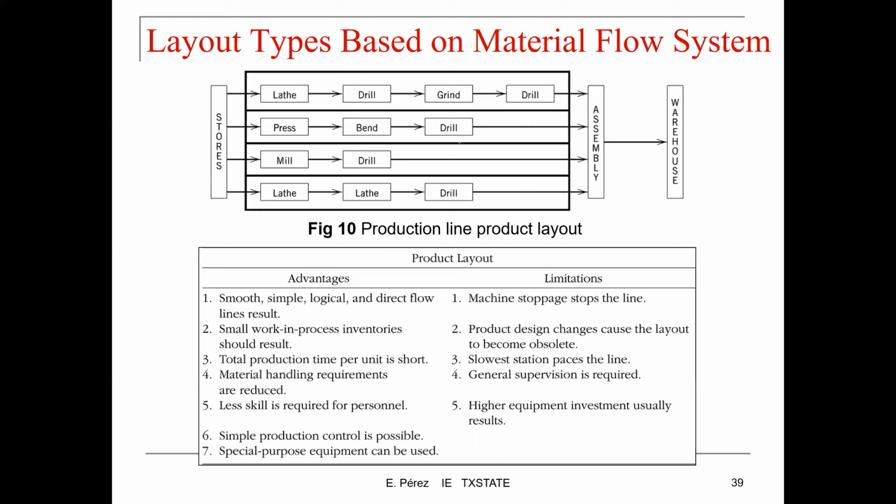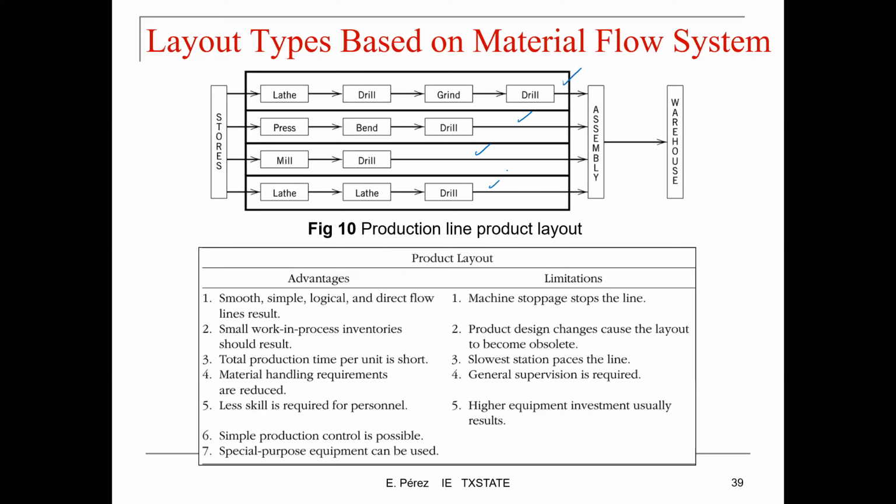So here we have the production line product layout, in which you have manufacturing lines that are composed of different stations, and you produce one type of product in each manufacturing line. The advantages: smooth, simple, logical, and direct flow lines result. Small working process inventories should result. Total production time per unit is short. Material handling requirements are reduced.